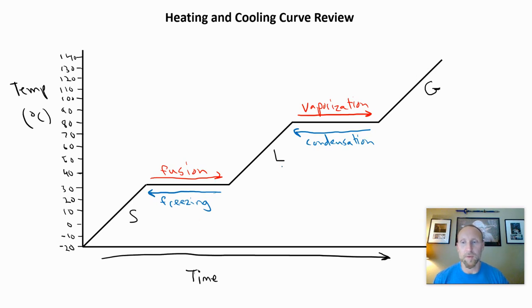So the couple of main things you want to keep in mind is what's happening to the particles and how fast or slow they're moving. That's our kinetic energy. And we want to think about what's happening to the distance between the particles, which would affect our potential energy. All right.